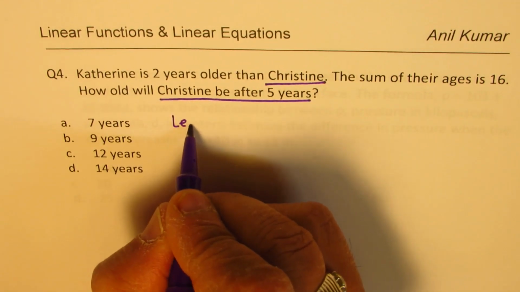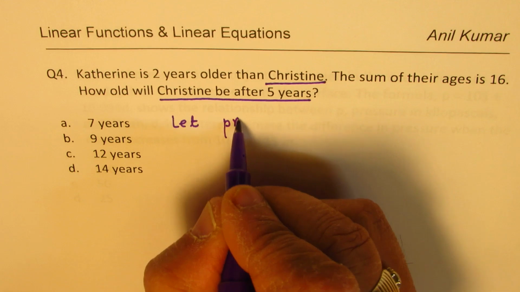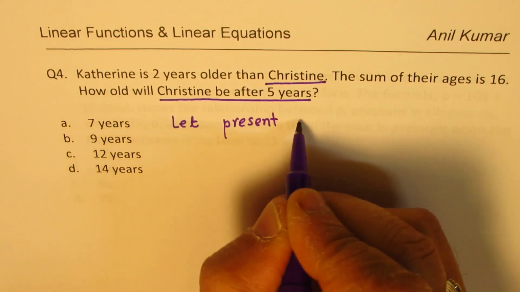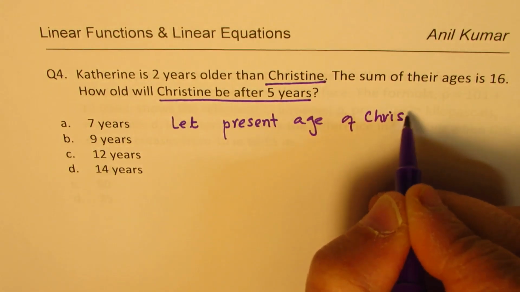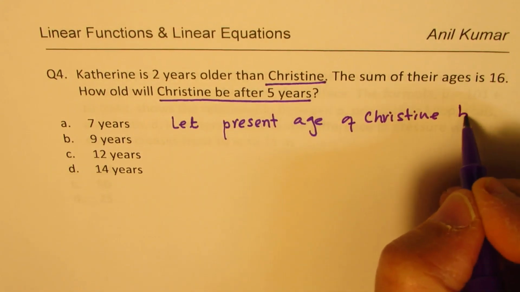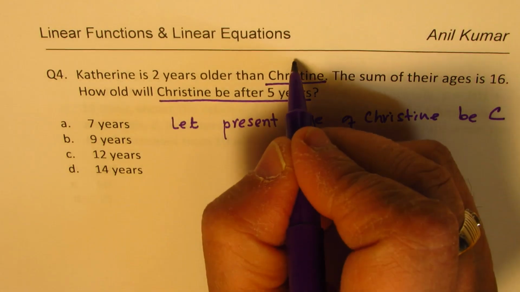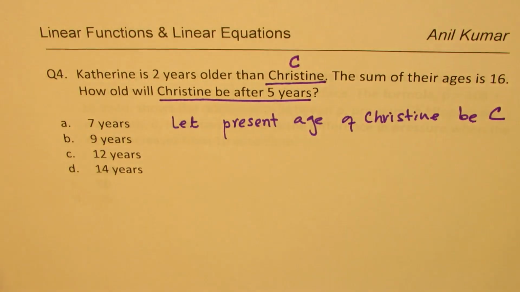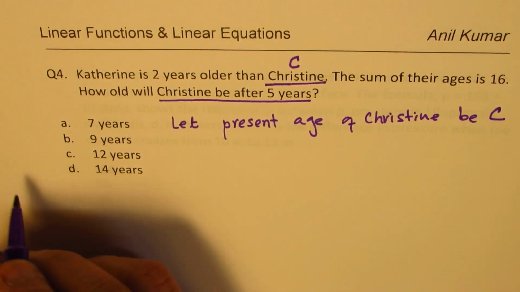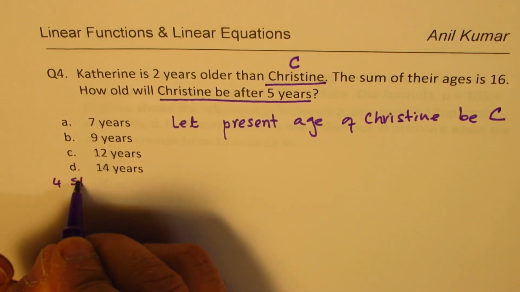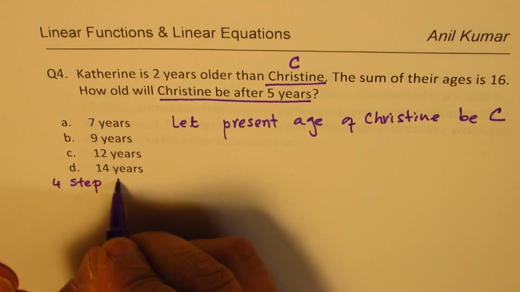So our let statement will be: let present age of Christine be C, right? So we'll define that as our variable and then write down the rest of the steps. Perfect. So that is our level 1. That is understanding a problem. So sometimes we say we have a four-step solution, right? So 4-step problem solving.